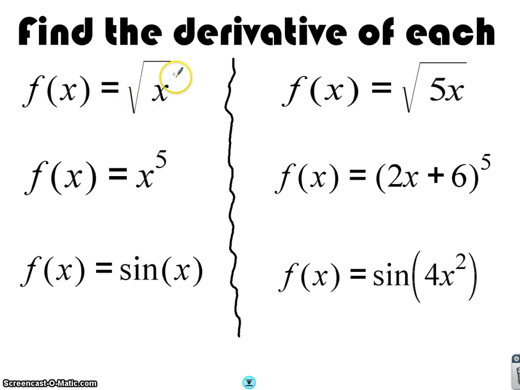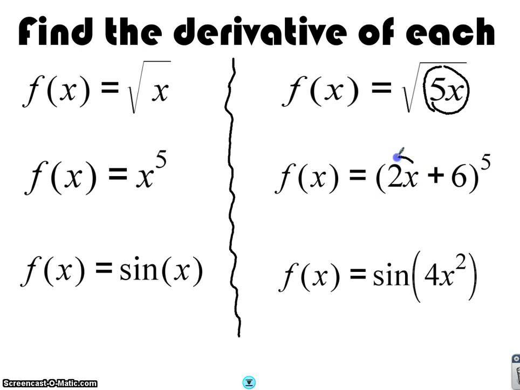You may have to rewrite this first one as x to the 1/2, but very easily, using the power rule, you could take the derivative of it. You could also take the derivative of x to the 5th, and now you can take the derivative of sine x. What's different about the right column is we no longer have just an x in here. We have another function, 5x, in there, which makes it a little more difficult to take the derivative of.